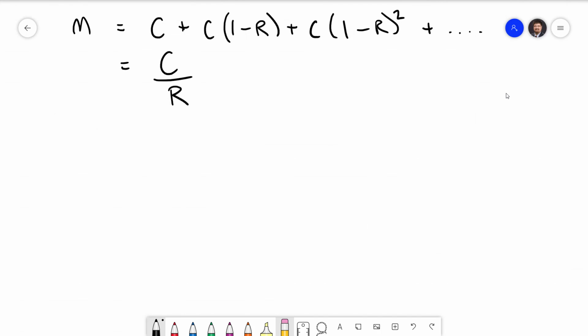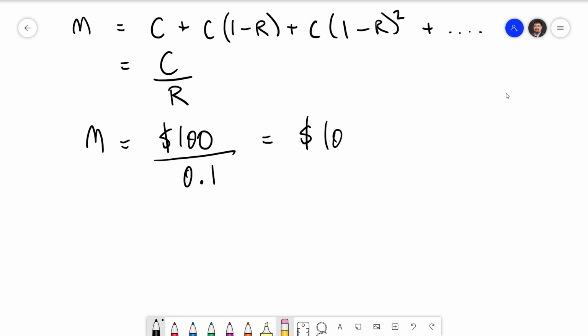Let's apply this to our example. In our example, our money supply will be our currency of 100 divided by our reserve ratio of 0.1. This is going to give us a total of 1,000 for our money supply.